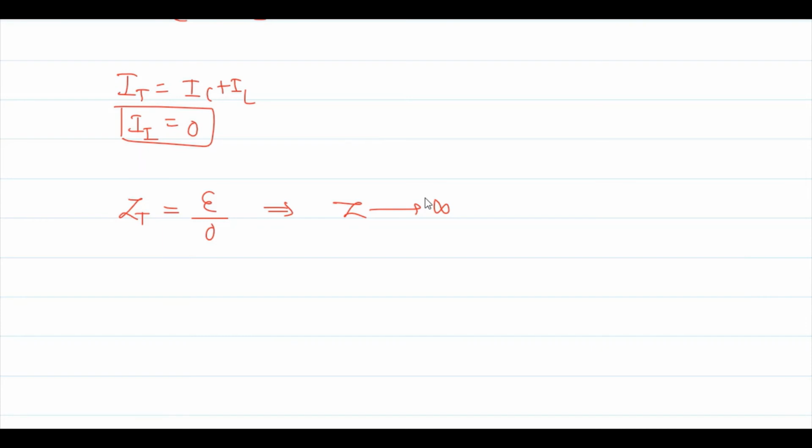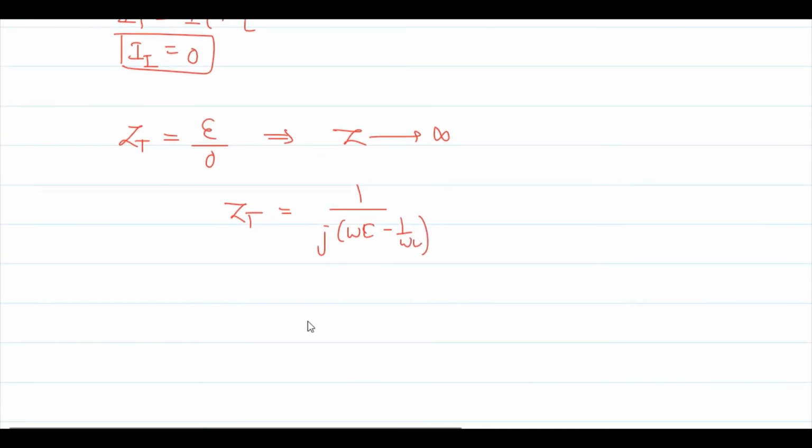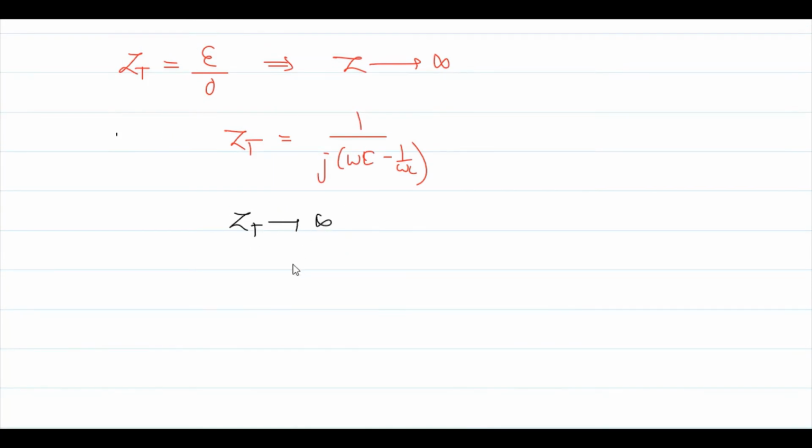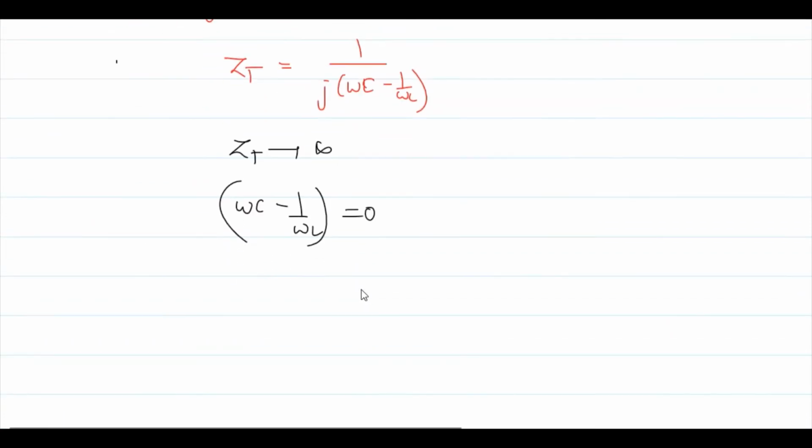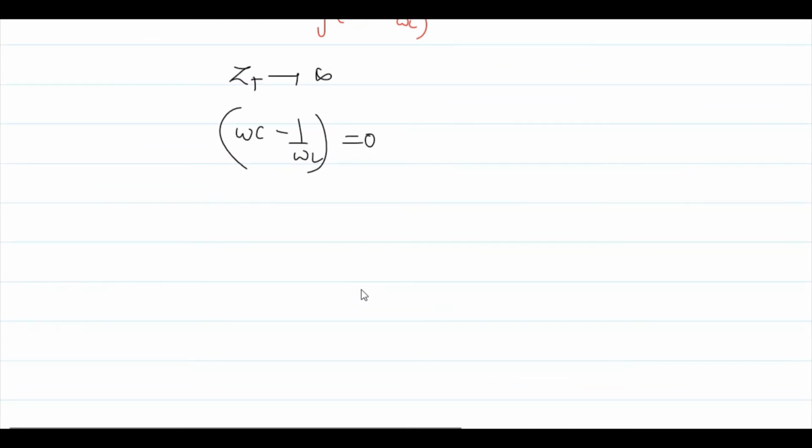As we have the ZT expression, ZT equal to 1 divided by j (omega C minus 1 by omega L), if you substitute ZT equal to infinity, then omega C minus 1 by omega L is equal to 0. So this is the resonance condition. At this point, the frequency at which the LC parallel circuit operates, omega becomes omega R, the resonance frequency.